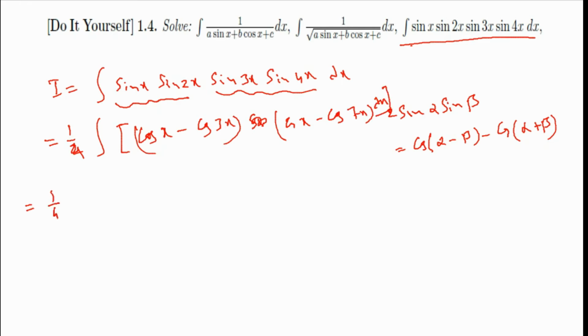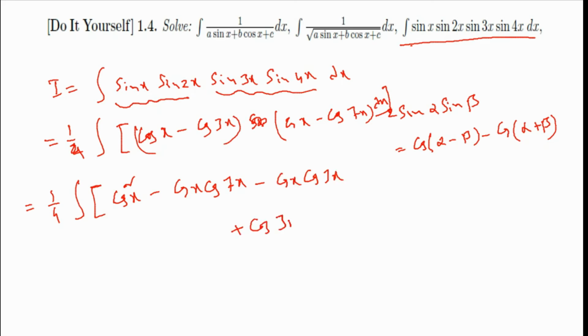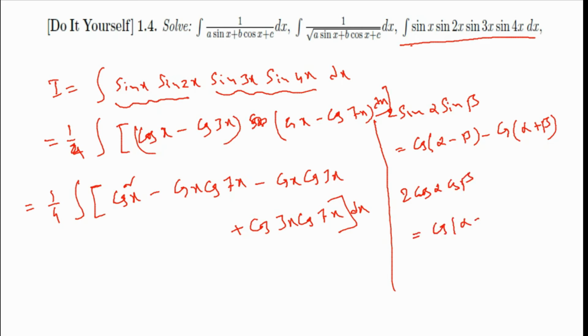and 1 by 4 integration cos x square minus cos x cos 7x minus cos x cos 3x plus cos 3x cos 7x dx. There will be another formula which is 2 cos alpha cos beta equal to cos alpha plus beta plus cos alpha minus beta. Now using this formula we can easily solve the integration.